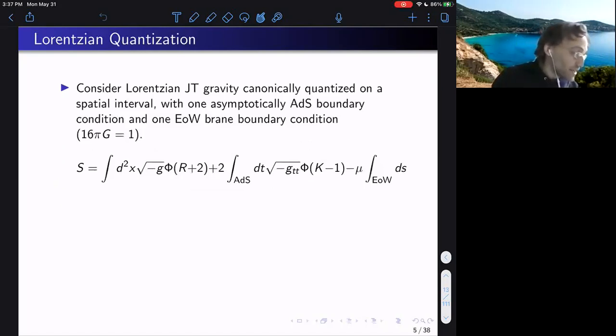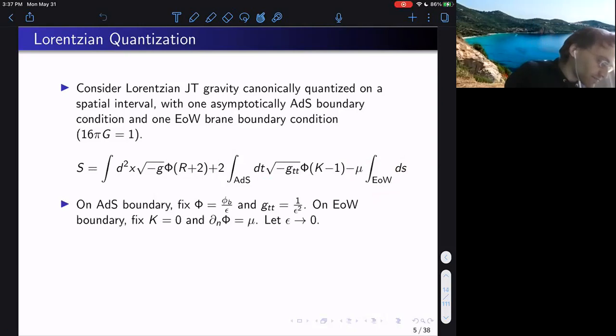Okay, so I'll just start with the basic Lorentzian quantization of JT gravity canonically quantized on a spatial interval. Here we have one asymptotic AdS boundary and one end-of-the-world brane boundary condition on our spatial slice. So here's the action of JT gravity with the end-of-the-world brane. The action on the end-of-the-world brane is just that of a massive worldline particle with mass mu.